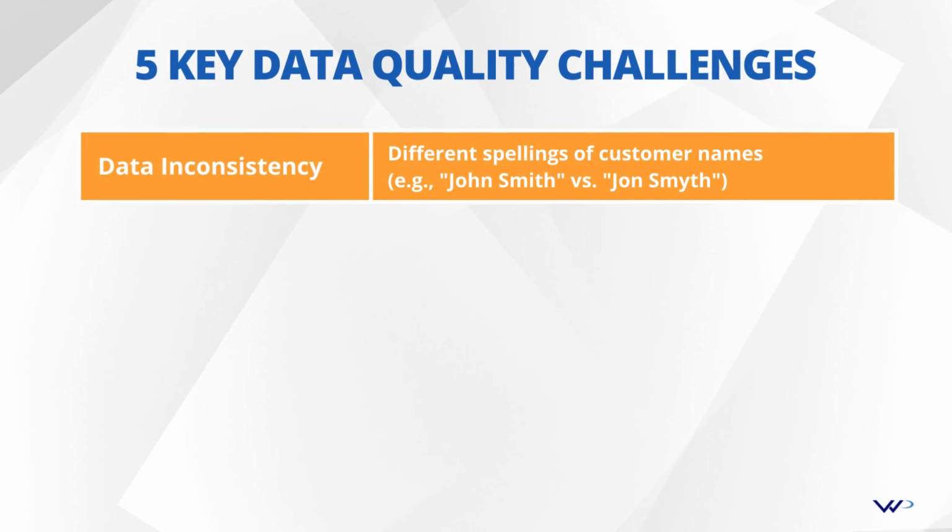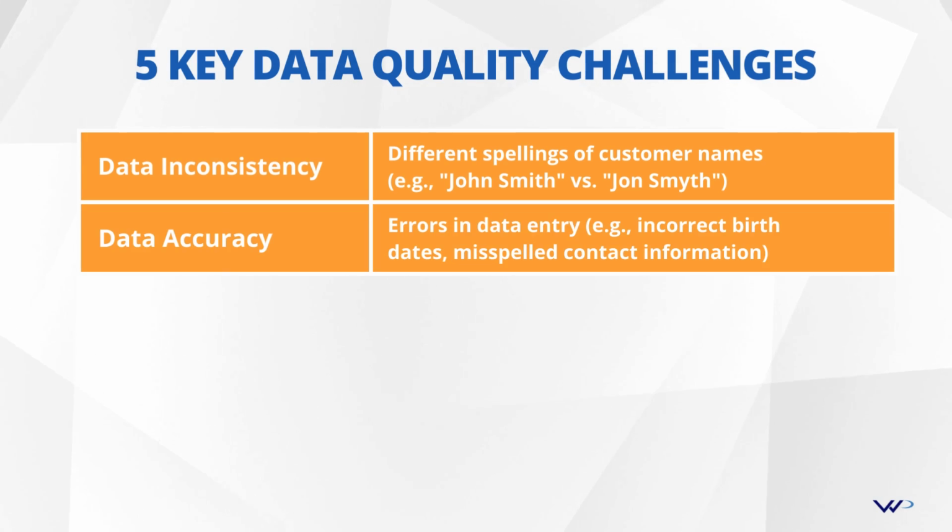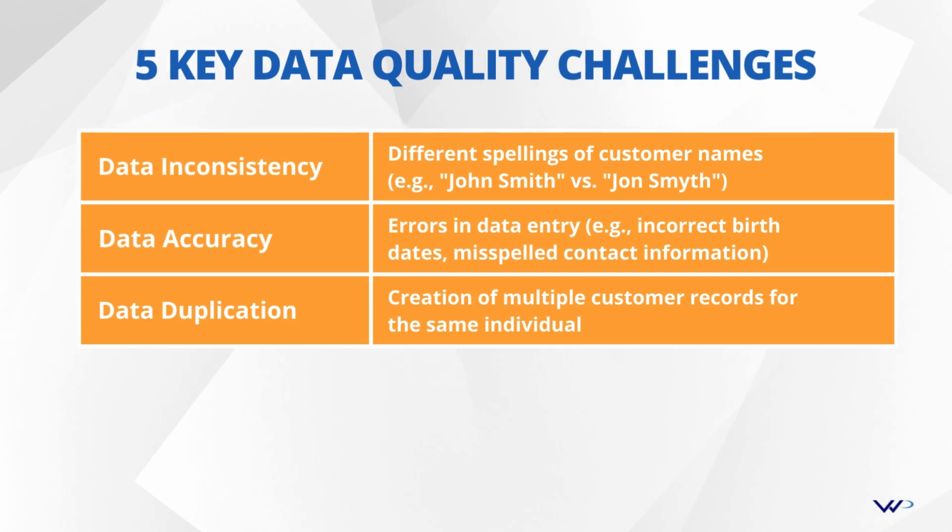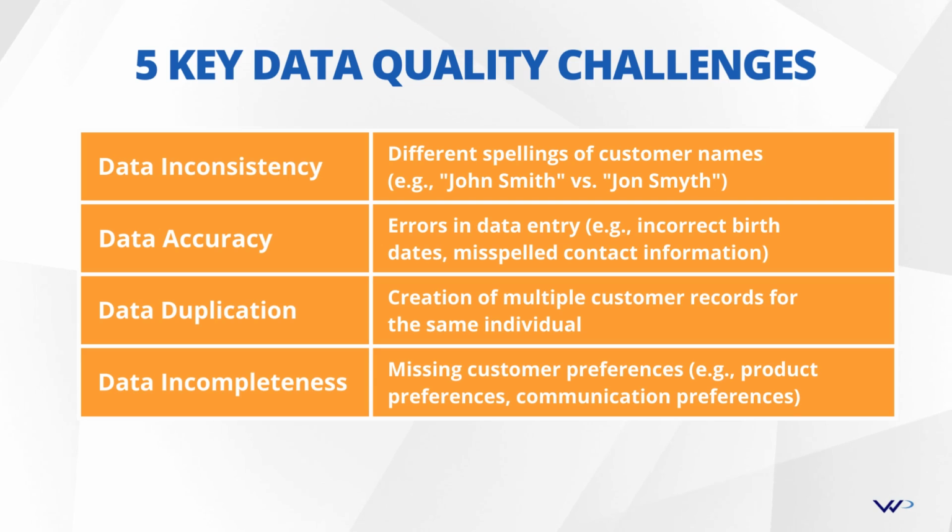Of the many challenges in data quality, here are the top 5. Inconsistent data, when you have different spellings or different variations of a name. Inaccurate data, when you enter the wrong date of birth for a customer. Duplicate data, when there are multiple entries for the same individual or the same entity. Incomplete data, when you have missing information such as phone numbers and emails and addresses.